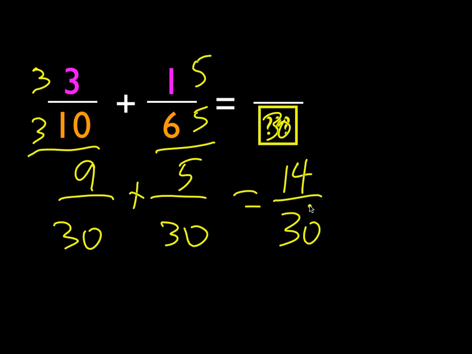Now this actually can be reduced, but it's not because we didn't get the least common denominator. That becomes 7 over 15. 15 couldn't have been a common denominator, but we still had to reduce the fraction.